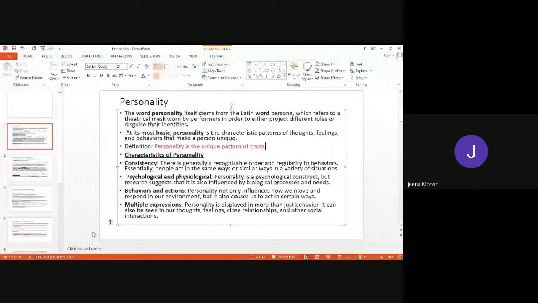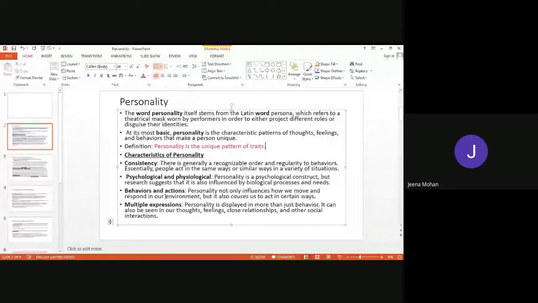Then next is behavior and action. These two are related, because behavior usually comes under psychology. Behavior and action means how we respond to our environment and surroundings. So what do you mean by behavior? Can you give a very simple explanation for behavior? Suppose in a particular situation, how we act, that we call the behavior. So how we respond to our environment or surroundings.